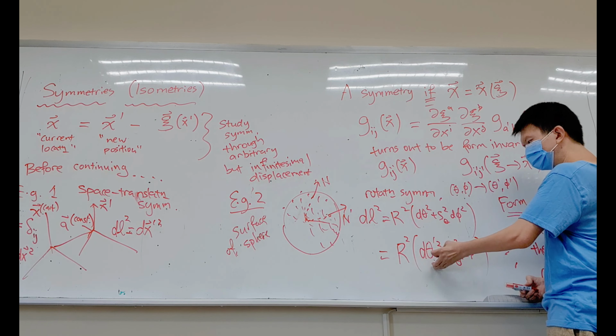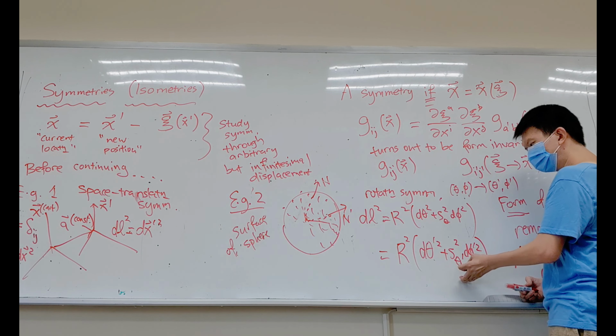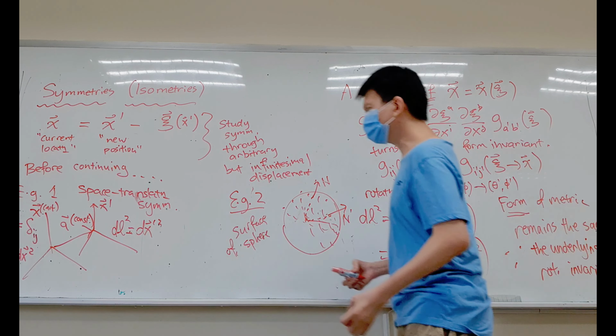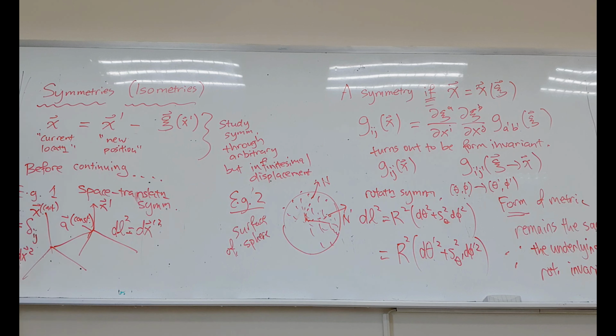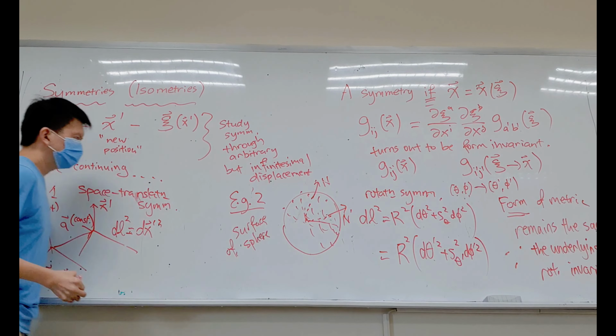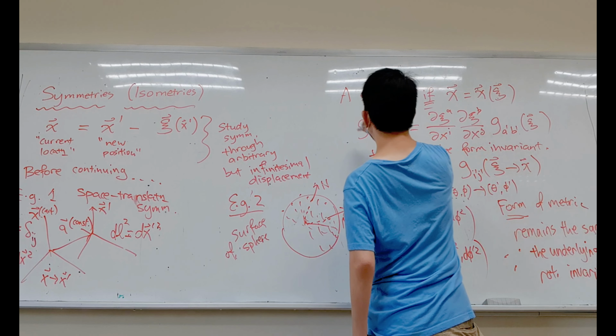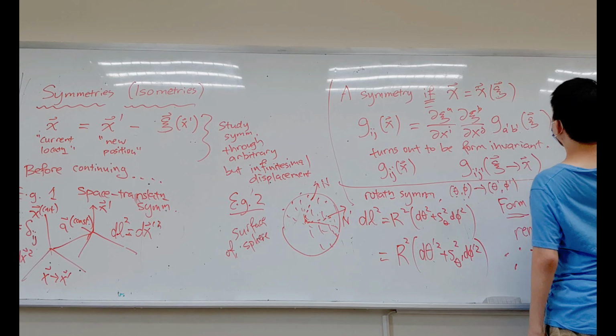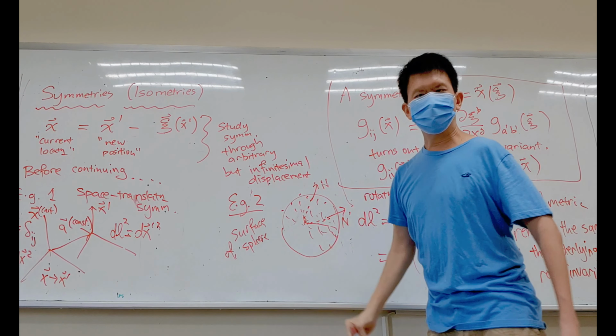This will become theta prime squared. This will become sine theta prime squared. This will become d phi prime squared. Same thing here, dx squared, just replace x with x prime. Okay, and I'll get from this metric to the translated metric because it's the same. Okay, so this is my definition of what a symmetry is in the differential geometry language.